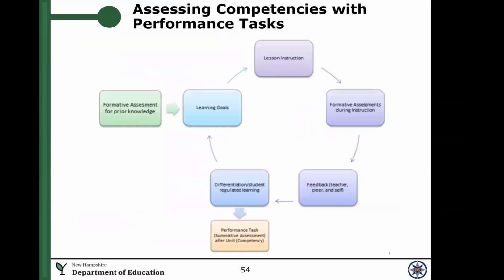So assessing competencies with a performance task. It's kind of a circular thing. We have our learning goals, we plan our lessons, we do formative assessments, we give feedback, we differentiate as needed. We do our performance task or summative assessment after the unit, and then we start the circle all over again. And we're also doing formative assessments to see where our students are at before we start the next lesson or the next unit, so that we can provide the appropriate supports or scaffolding as needed.